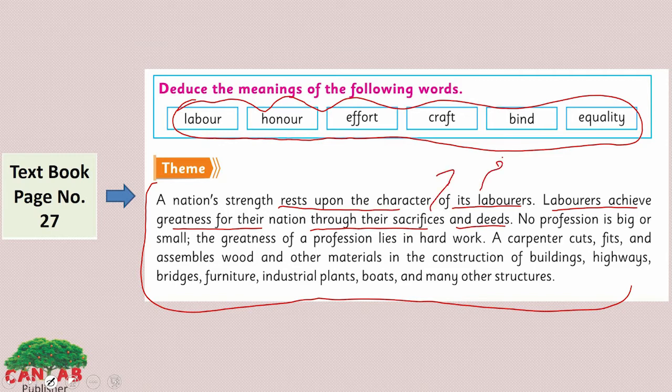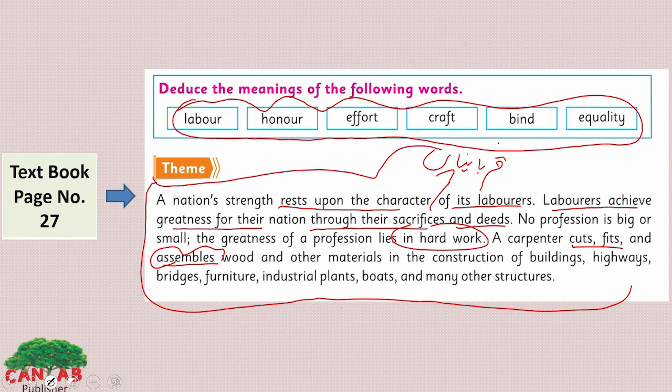Sacrifices, कुर्बानियाँ. कुर्बानियाँ कैसे देते वो? सख्त मेहनत करके. No profession is big or small. The greatness of a profession lies in hard work. A carpenter cuts, fits and assembles. Assembles, तरतीब लगाता है. तरतीब से चीजों को बनाता है. Wood and other materials in the construction of buildings, highways, bridges, furniture, industrial plants, boats and many other structures.